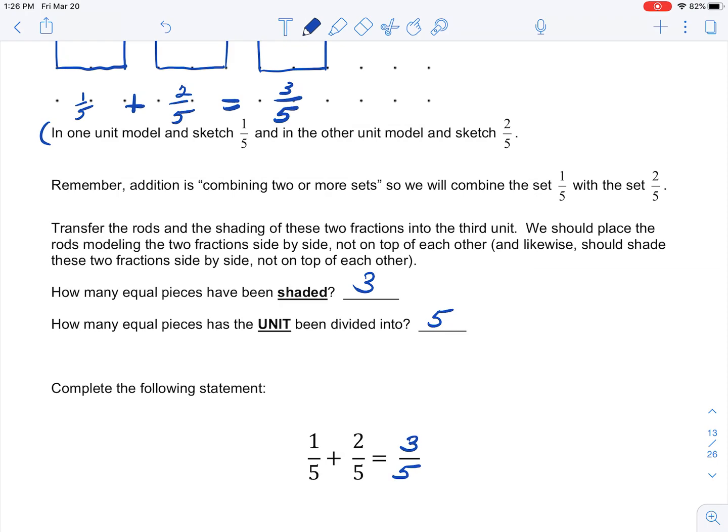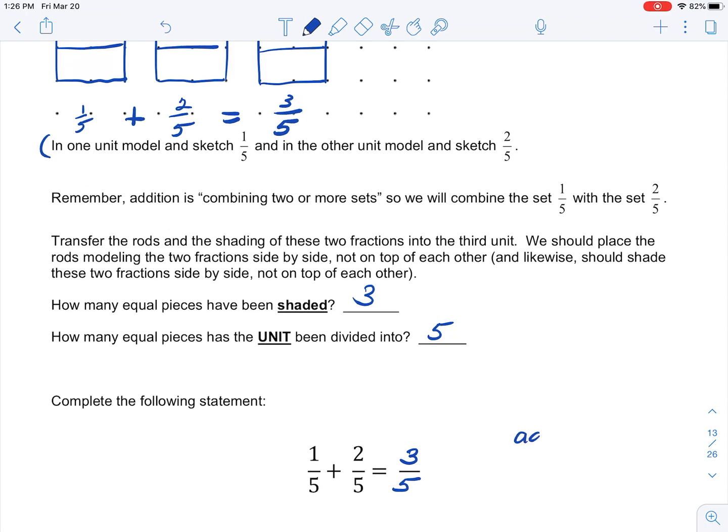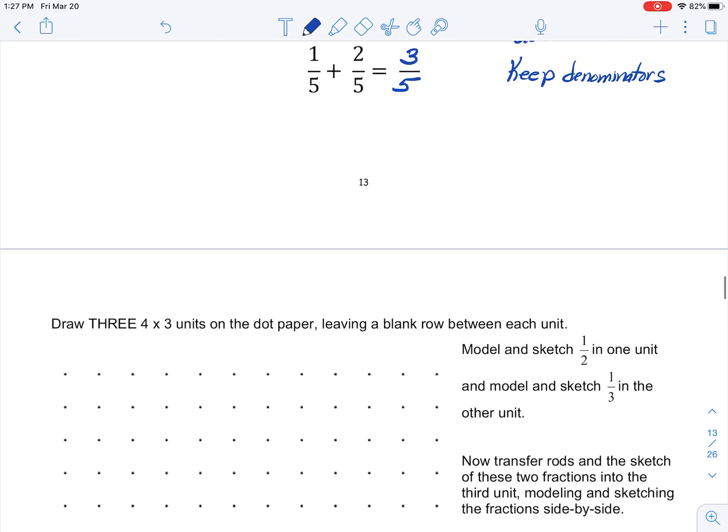Now, can you see why the rule for adding fractions is to add numerators and keep the denominator? Because we've divided each of these units into fifths, and we're just adding those pieces together. So we still have fifths. We have 3/5 altogether. Now what happens when we have different denominators?